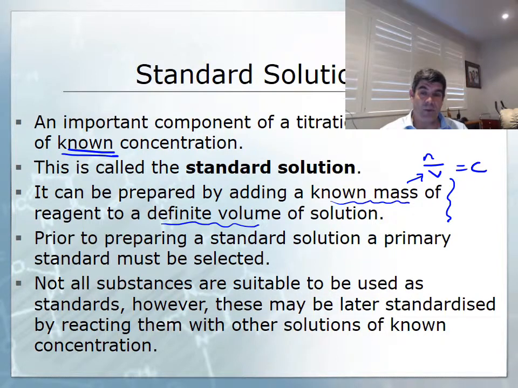The best way, of course, is to select a primary standard, and there are certain characteristics that make something a primary standard, because not all substances can fulfill the requirements of a primary standard. And one of the ones that we know is a problem is sodium hydroxide. Sodium hydroxide will absorb moisture from the atmosphere, and so therefore it makes it a poor choice for a primary standard.